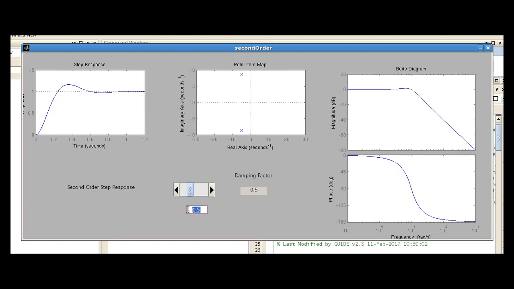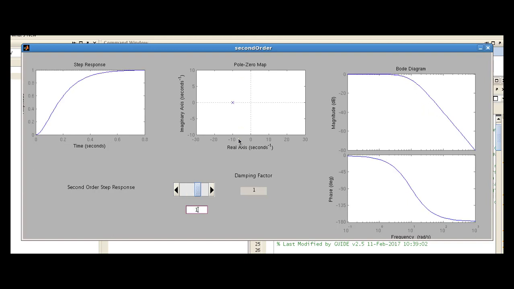Now I'll change the value of zeta to 1. Now you can see that both the poles are real and they overlap one over the other. So I have two poles which are equal and real, due to which the step response varies slowly and reaches its final state. Here again the magnitude plot doesn't show any peaking where the poles are located, but the rate at which it decays is 40 dB per decade, which you can see visually.